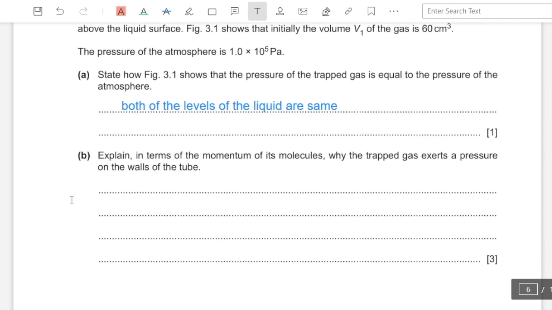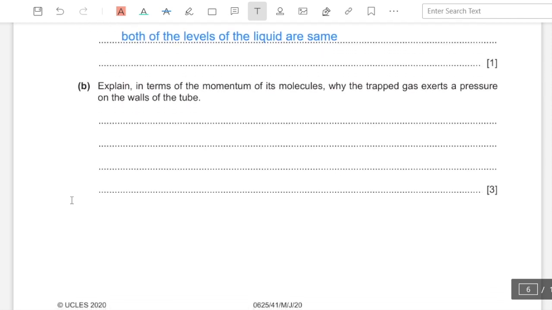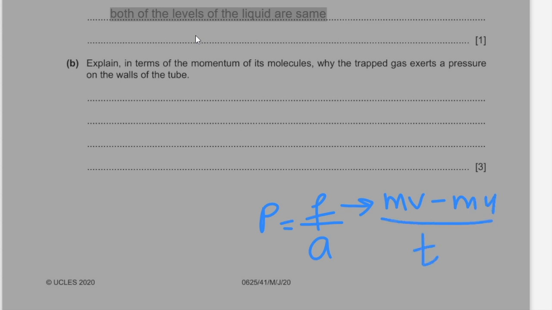B. Explain in terms of momentum of its molecules why the trapped gas exerts a pressure on the walls of the tube. So here we have a bit of a given answer. Whenever you are supposed to be explaining pressure in terms of momentum, keep in mind that pressure is equal to force upon area, and this force is equal to rate of change in momentum. Force is equal to (mv minus mu) divided by t.